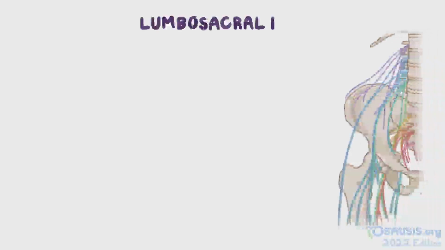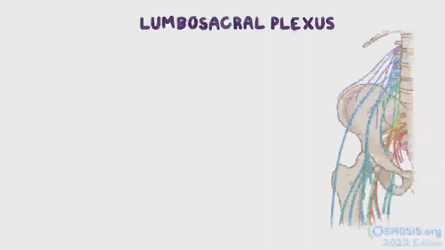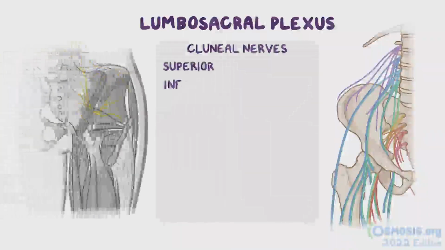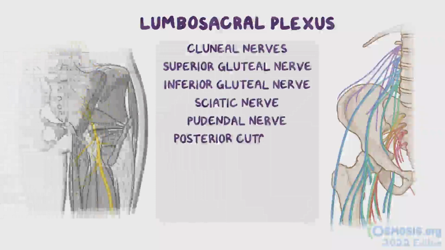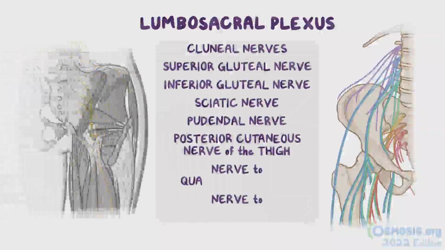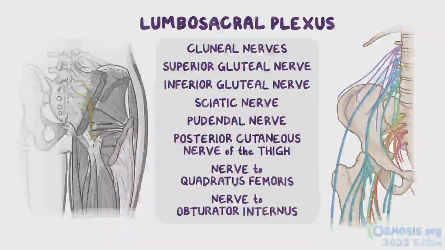Okay, so let's now move on to nerves of the gluteal region and posterior thigh. Most nerves of the lower limb arise from the lumbosacral plexus, a network of nerves derived from the roots of lumbar and sacral spinal nerves that branch out to form the nerves of the lower limb. However, out of all the resulting nerves, the gluteal region and posterior thigh is only supplied by the cluneal nerves, superior and inferior gluteal nerves, the sciatic and pudendal nerves, the posterior cutaneous nerve of the thigh, and nerves to quadratus femoris and obturator internus.